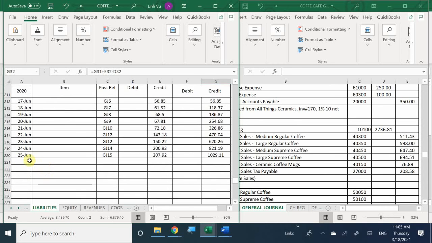Right, here's my sales tax payable. We have it for the 26th. All right, general journal 16 for the grand total amount of 208.58. So what's my grand total of sales tax that I owe? 1237.76. Okay, good. Now that that's all done, what's next?